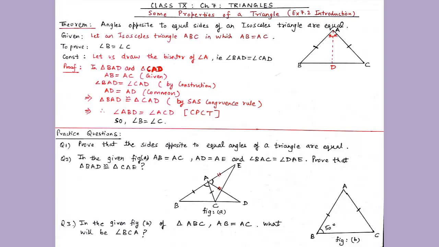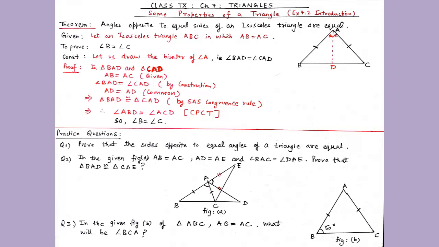AB is equal to AC. So from here, we have to prove that the angles opposite to equal sides, which are angle B, opposite to side AC, and angle C, opposite to side AB, are equal. So we have to prove that angle B is equal to angle C. Now we'll do a construction in which we will draw a line and make the bisector of angle A. So if AD is the bisector of angle A, then we can say that angle BAD is equal to angle CAD.